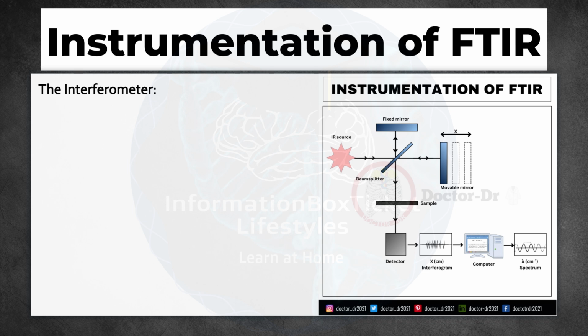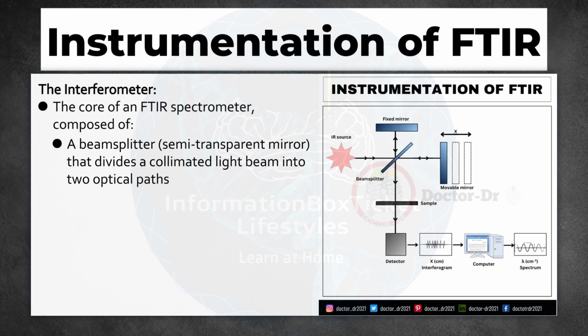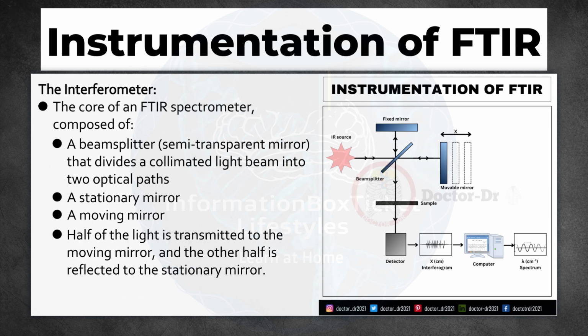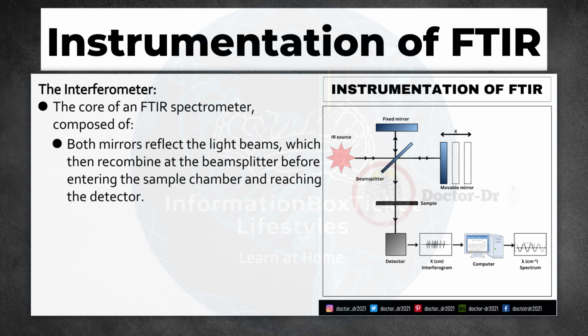The interferometer: the core of an FTIR spectrometer, composed of a beam splitter, a semi-transparent mirror that divides a collimated light beam into two optical paths, a stationary mirror, and a moving mirror. Half of the light is transmitted to the moving mirror, and the other half is reflected to the stationary mirror. Both mirrors reflect the light beams, which then recombine at the beam splitter before entering the sample chamber and reaching the detector.